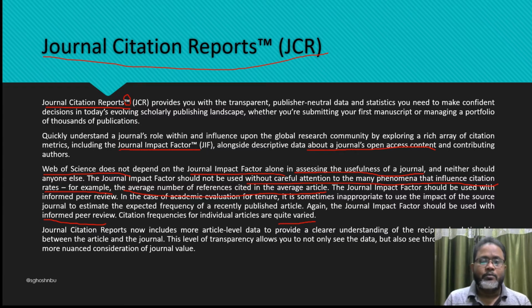So we need to go for article level data, not only journal-centric data, for a clearer understanding of the relationship between the article and the journal. This level of transparency allows us not only to see the data, but at the same time it helps you to nuance the consideration of journal value.